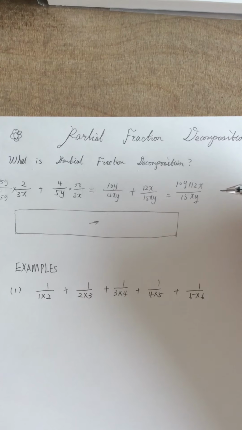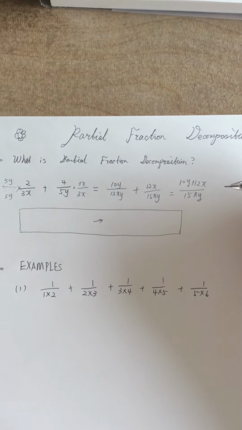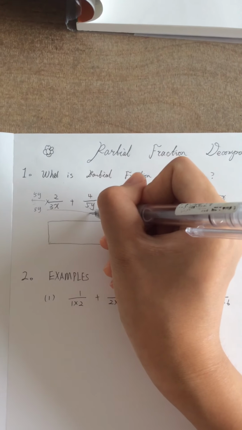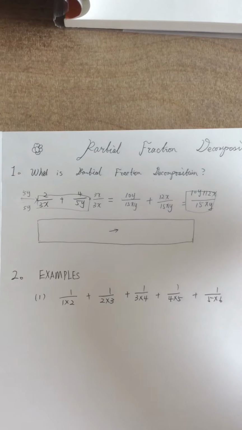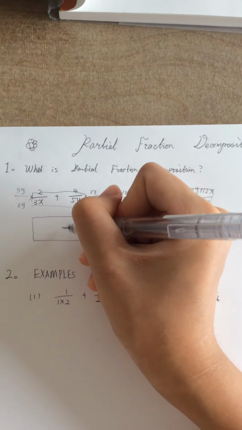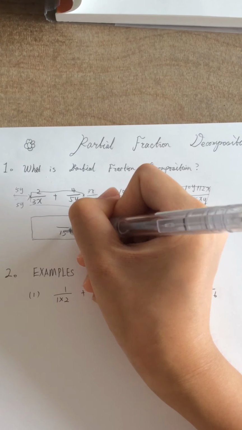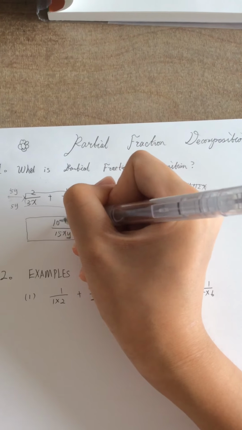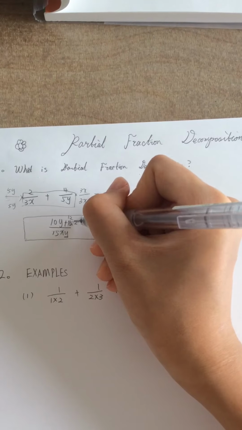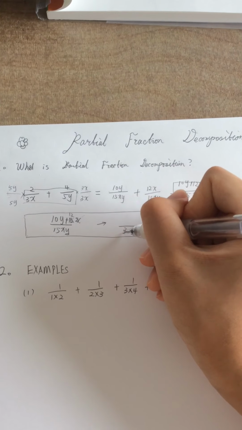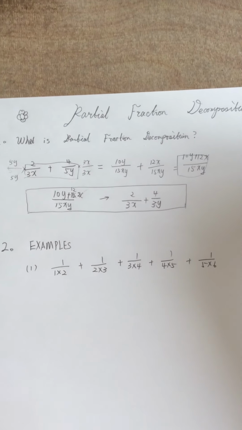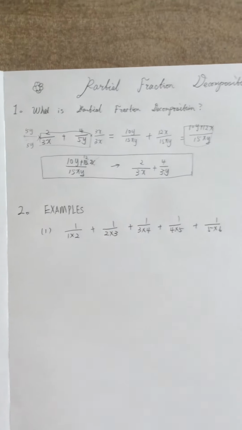So what does partial fraction decomposition allow me to do? It allows me to take this fraction and break it down into two fractions. So it's the reverse of combining two fractions. We can break down one single fraction like this one, 10y plus 12x over 15xy, and turn it into two fractions. So let's look at some examples.